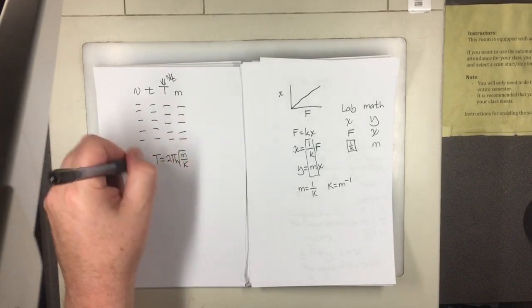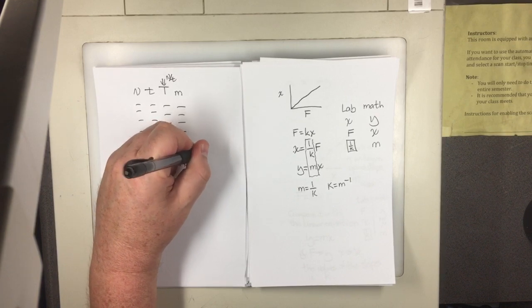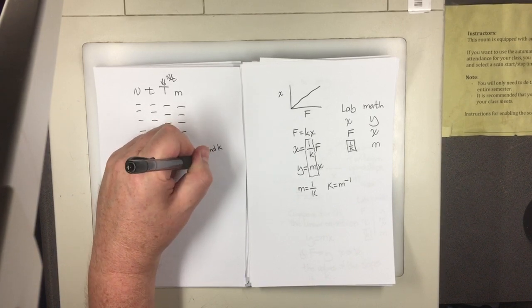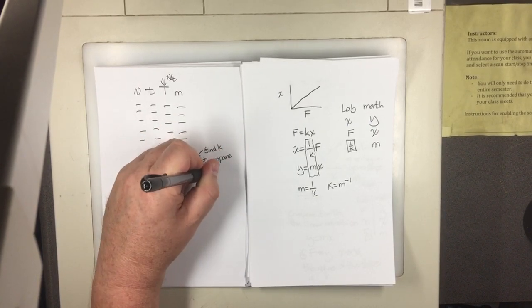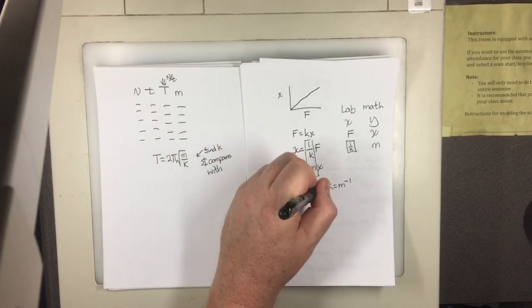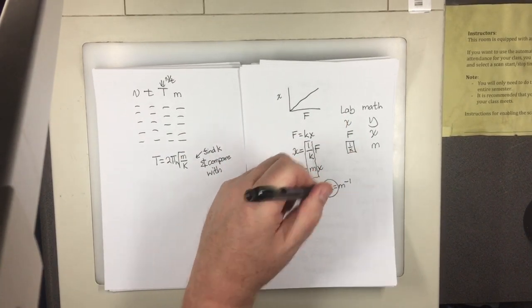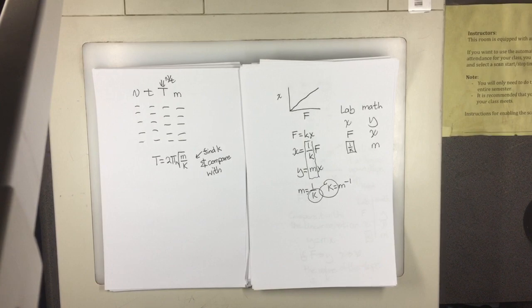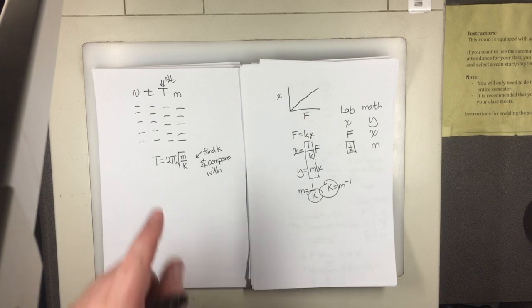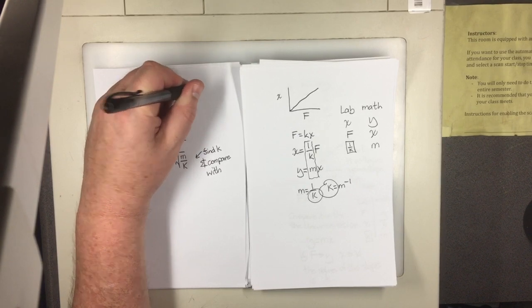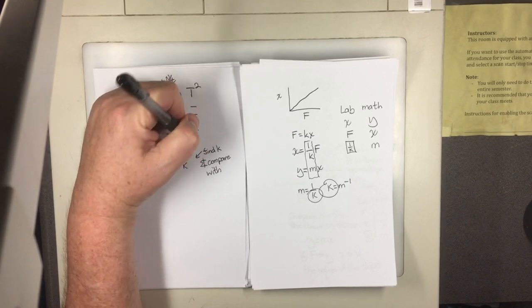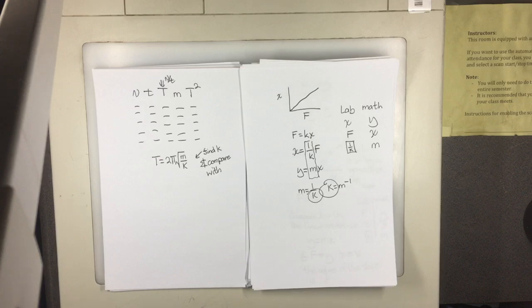And the whole game in this is to find k and compare with these k's over here. It's the same spring, you should get the same answer. So how do you do this? Well, you're going to plot not m and period, but you're going to plot m and period squared.